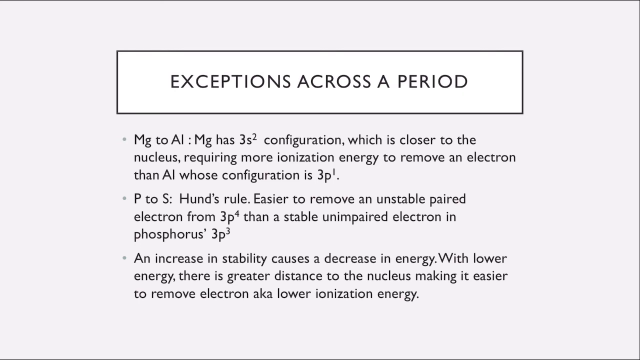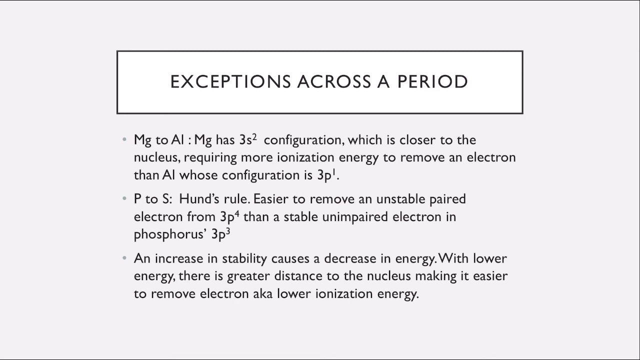An example of one of those exceptions is magnesium to aluminum. So magnesium has an electron configuration of 3s2 versus aluminum has an electron configuration of 3p1. So the p level is further away from the nucleus and has more shielding than 3s2, therefore requires less ionization energy to remove an electron.